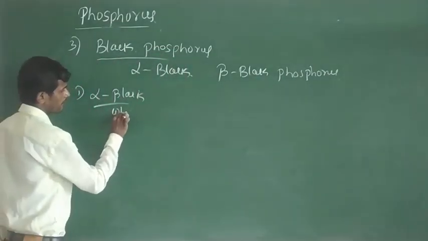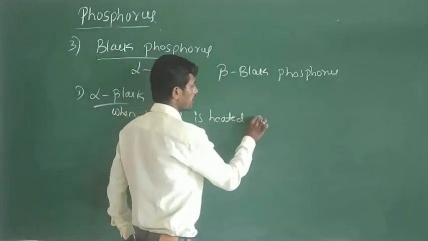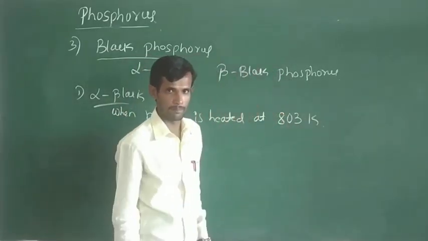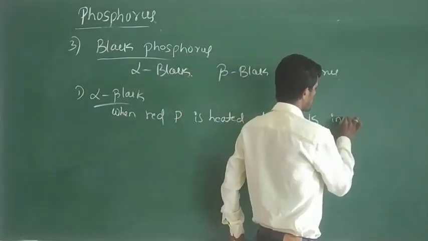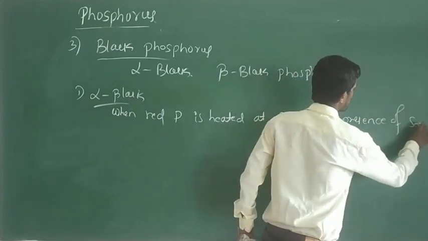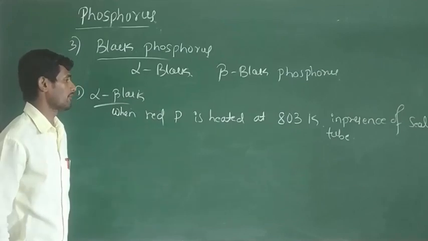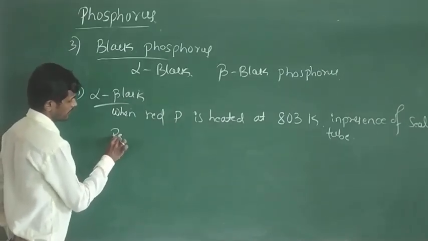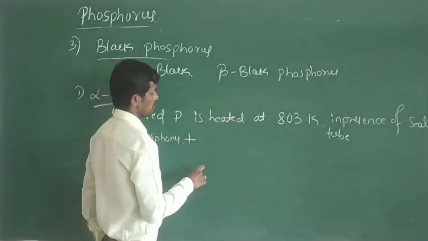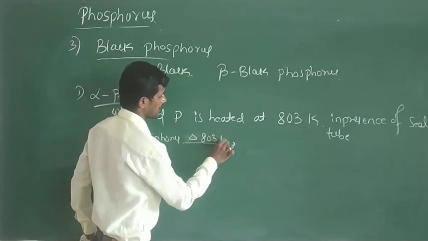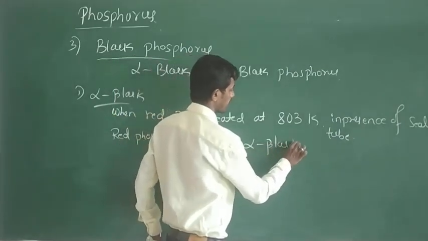Students, remember, when red phosphorus is heated at 803 Kelvin temperature, this is very important. When red phosphorus is heated at 803 Kelvin temperature in presence of a sealed tube, then you get alpha black phosphorus. See here, when red phosphorus is heated at 803 Kelvin temperature in presence of a sealed tube, we get alpha black phosphorus.